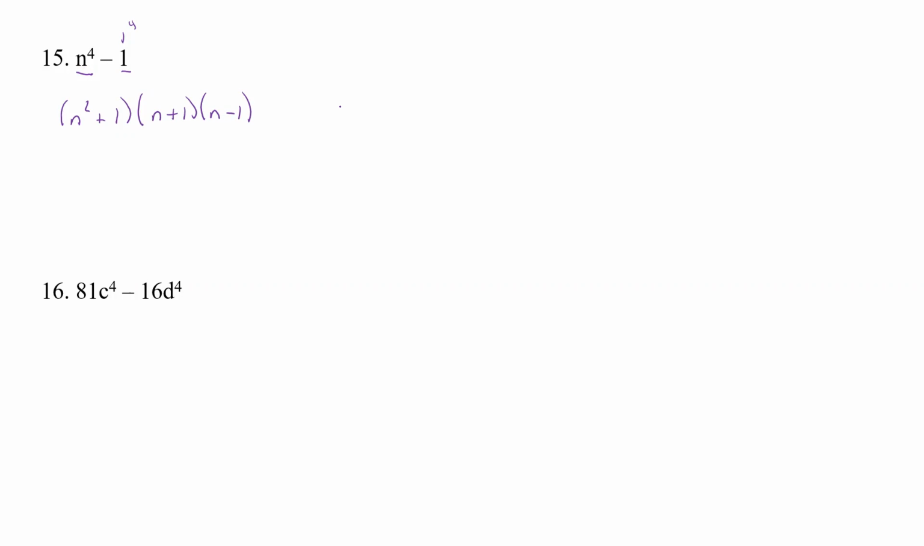Now, if we don't follow the formula, what we're going to have is n to the fourth minus 1, and that's going to give us an n squared and an n squared. And then the 1s are going to be 1 and 1. And it's going to have to be a plus and minus because it's going to be like the difference. So you're going to cancel if you have a plus and a minus.